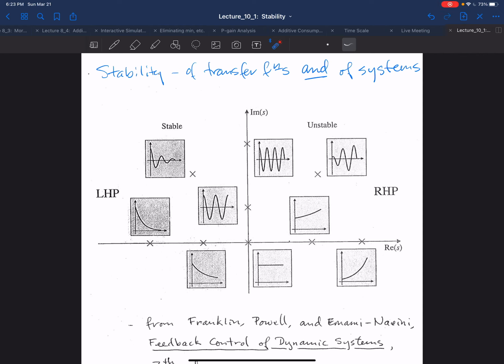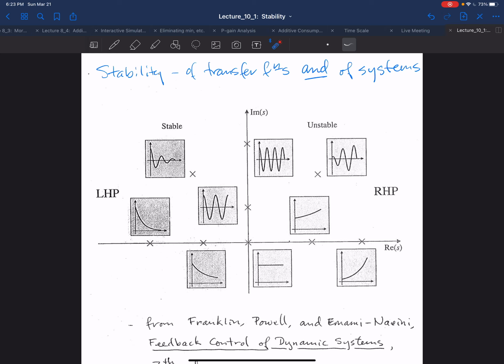Okay, welcome to lecture 10.1 on stability. Now, I want to say right away that we're going to look at two different notions of stability, different but closely related in this lecture. So it's important to keep them separate in your minds. One is the stability of a transfer function, and the other is the stability of the system that might be represented by that transfer function. So these are going to be closely related, but slightly different. That's something to keep in mind.